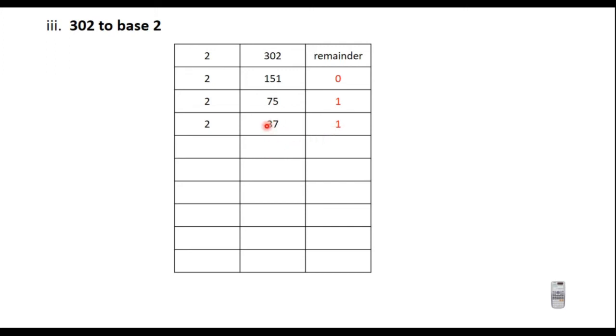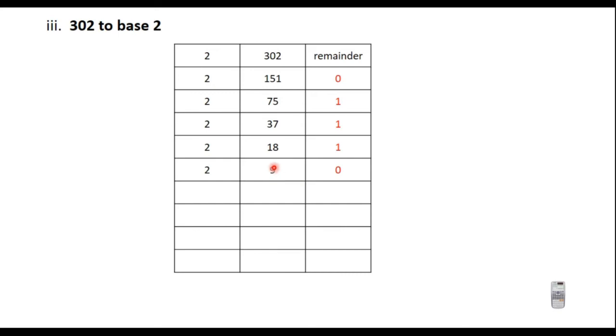Next, you divide 37 by 2. So 37 by 2 will give us 18 as the whole number, a remainder of 1. 2 times 18 will give us 36. You subtract 36 from 37 and you are getting 1 as the remainder. Next, you divide 18 by 2. 18 divided by 2 will give us 9 and 0 as the remainder, because 9 times 2 will give us 18. 18 minus 18 will give us 0.